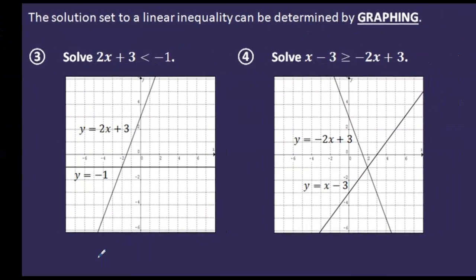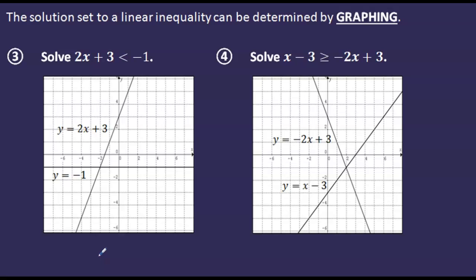Now, taking a look at how to solve a linear inequality by graphing, compare the parts of the inequality with the parts that are in the graph. So for instance, the 2x plus 3 is given by this slanted line, and the negative 1 is given by that horizontal line. So in the inequality, they're saying when is this part of the inequality, the 2x plus 3, less than or below the horizontal line? If I highlight this portion of the graph, that part of the graph is below the horizontal line.